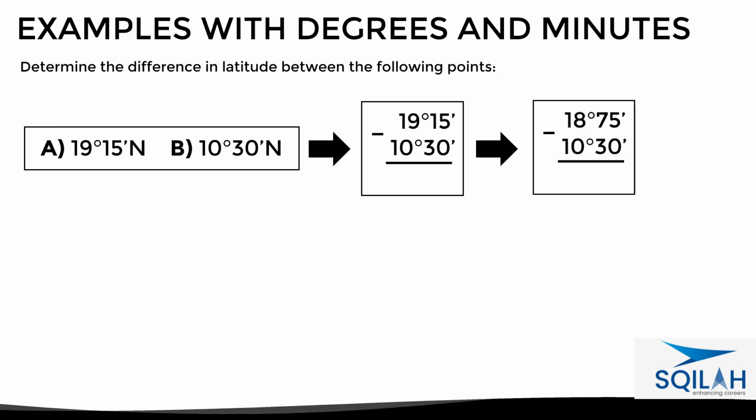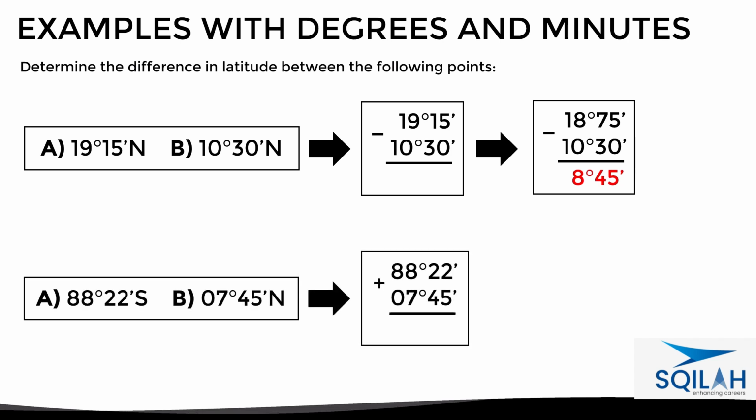So it is better to convert one of the degrees into minutes so that we now have 18 degrees in 75 minutes instead of 19 degrees in 15 minutes. This way the operation is much easier now, and we obtain a difference in latitude of 8 degrees and 45 minutes. Now in this second case, the points are located in different hemispheres, so we have to add the latitudes.